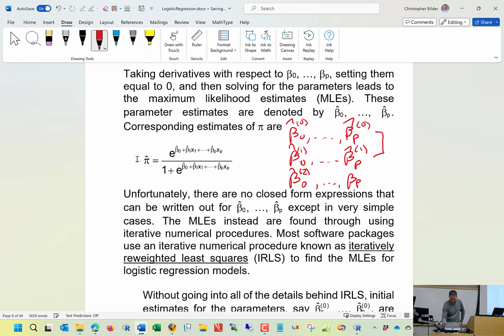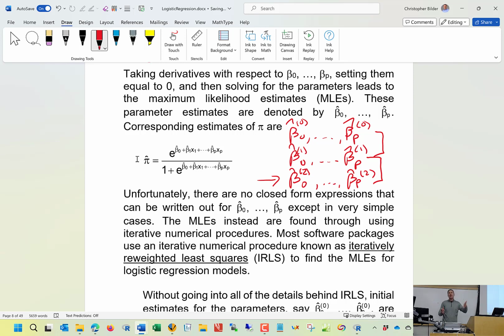Where, and I didn't say this as well as I should have, to find these new ones, I'm going to, without getting all the details, use a particular algorithm that will hopefully maximize or get me closer to the maximum of that log likelihood function. So I get these new estimates and I'm going to compare step 1 and step 2. If they're very similar to one another, I stop, meaning that my log likelihood function is not really improving at all. I have found where the maximum is. And so therefore, I'm going to use those beta hats as my maximum likelihood estimates.